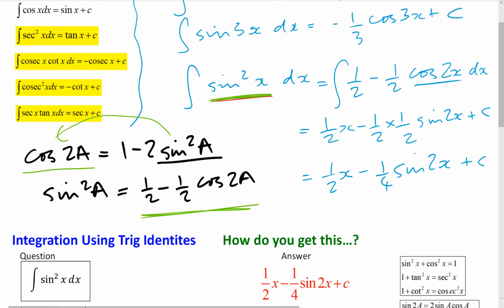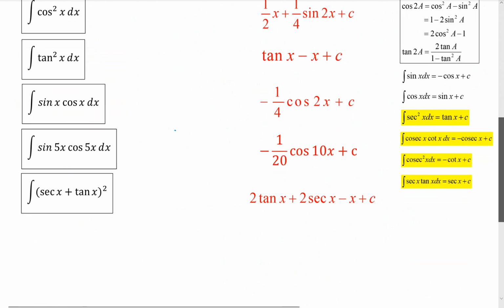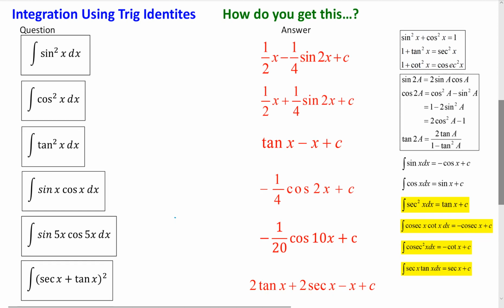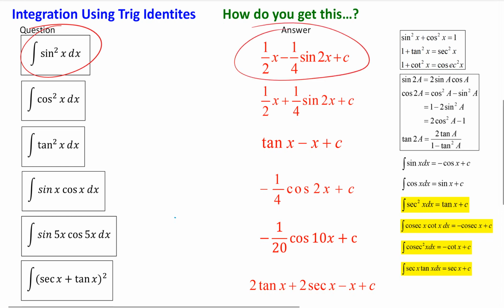Let's have a look at a few more questions like that. Now, all of these questions on the left, all of the integrals on the left, like this one, the answer's directly opposite on the right hand side. So the integral of sine squared, we've just done it, it's this. So what you need to do with these questions is think, how do I go from the question on the left to the answer on the right? You've got to kind of think about how do you do the working out in the middle.